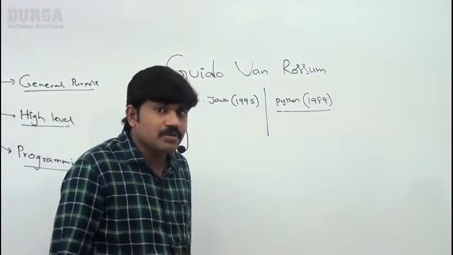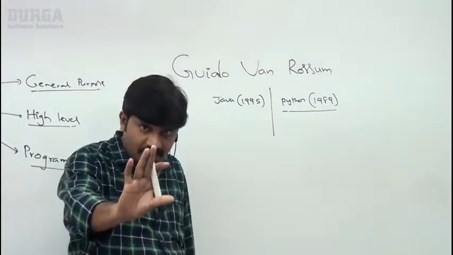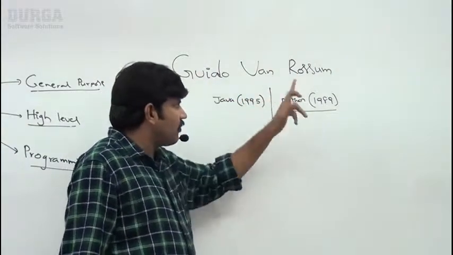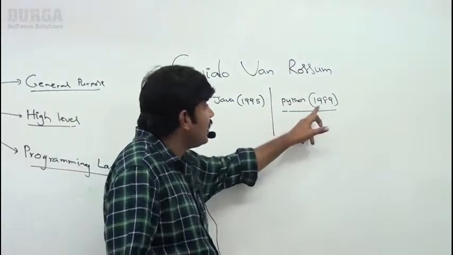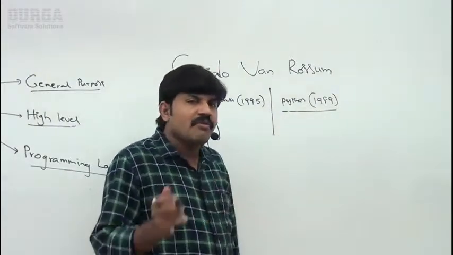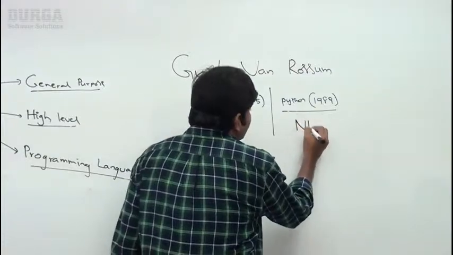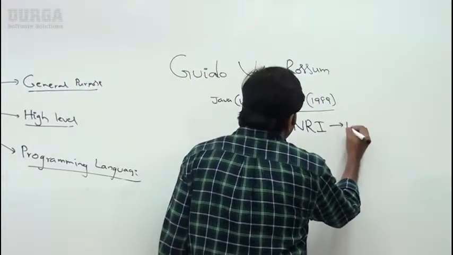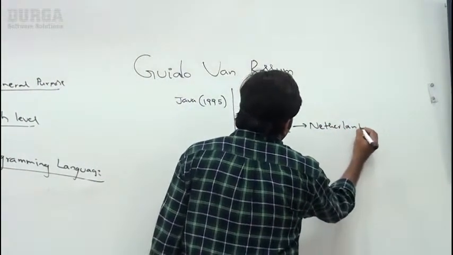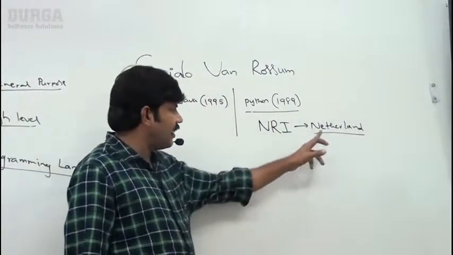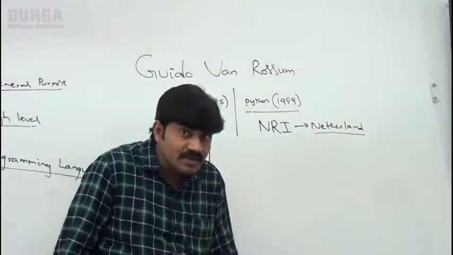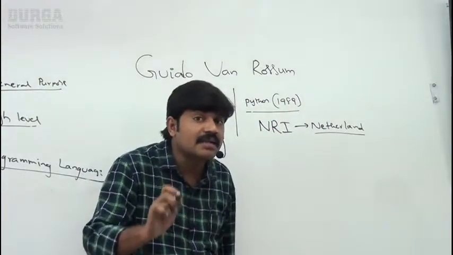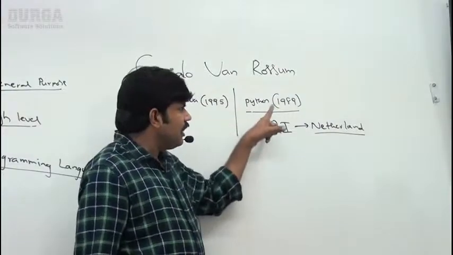Then immediately you may have the doubt, sir, why did it suddenly become popular? Yes, I will explain the reason also. Just observe. Who developed the Python language? Guido van Rossum developed the Python language in which year, sir? 1989. Clear, right? While working at the National Research Institute in the Netherlands, this person Guido van Rossum developed the Python programming language. In which year did this happen, sir? 1989. Remember that.